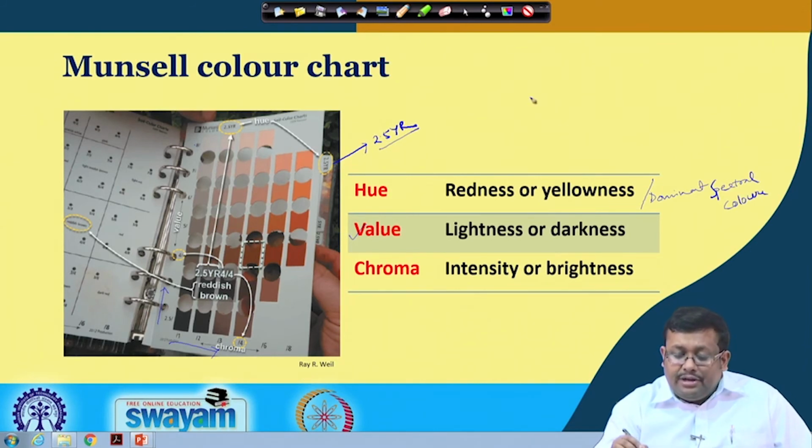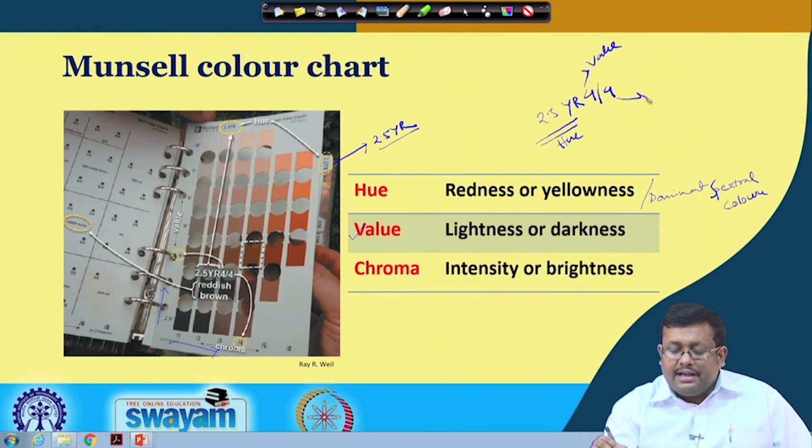For example, if we name a soil color as 2.5 YR 4 by 4, that basically says that this soil has a hue of 2.5 YR with a value of 4 and a chroma of 4.